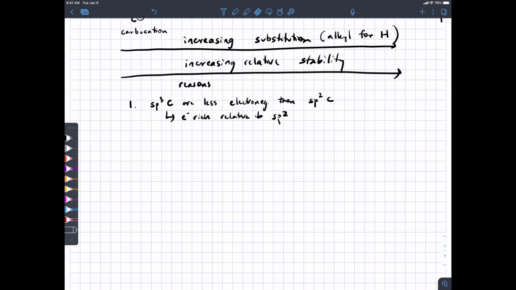Okay. Second principle is, for the second time today, hyperconjugation. Dun, dun, dun.